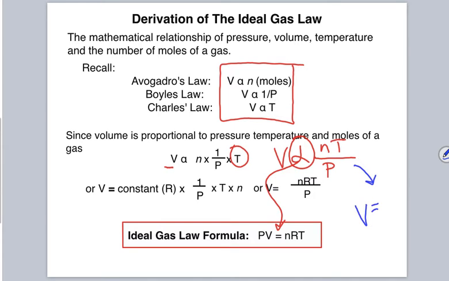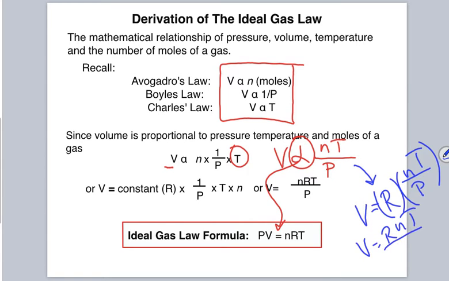We can put an equal sign when we say we're going to throw R in there times NT over P. Well, that's pretty messy, so let's clean it up. This would become V equals RNT over P, but nobody likes fractions, so let's get rid of the fractions. This equation rearranges to the ideal gas law, which is that PV equals nRT. All right? And so this is the other formula, the other law that we have to work with.